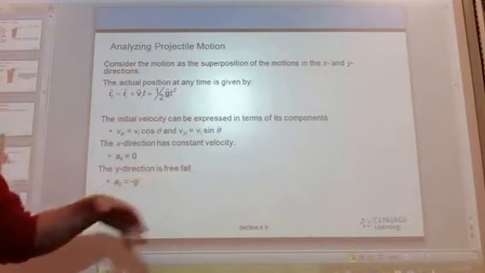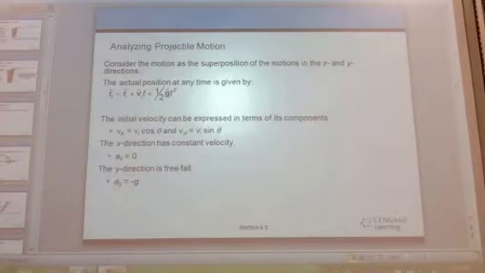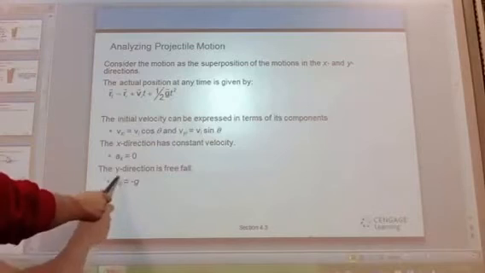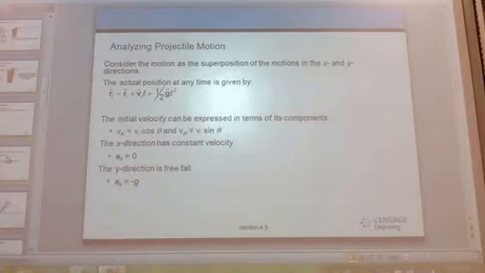Okay. The x direction has constant velocity, so the acceleration in the x direction will always be 0. And the y direction is in free fall, and that gravity will always be directed downward. So my acceleration in the y direction will always be negative g. And that was part of these assumptions too that we were talking about at the beginning. We're just elaborating on them more.